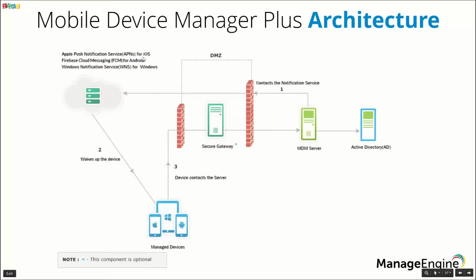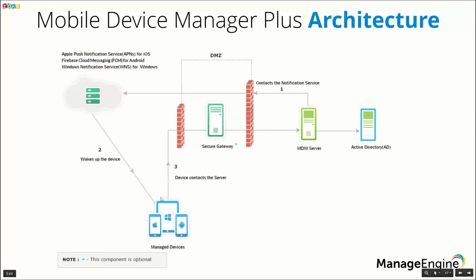The Apple Push Notification Service stands for iOS devices, Firebase Cloud Messaging for Android, and Windows Notification Service for Windows devices. So based on which device I send the command to, these services will pick up the command from the MDM server, and using the device UDID, wake up the device, which in turn will contact the server. The device will have the MDM profile installed, and I'm going to show you the different ways we can do it.